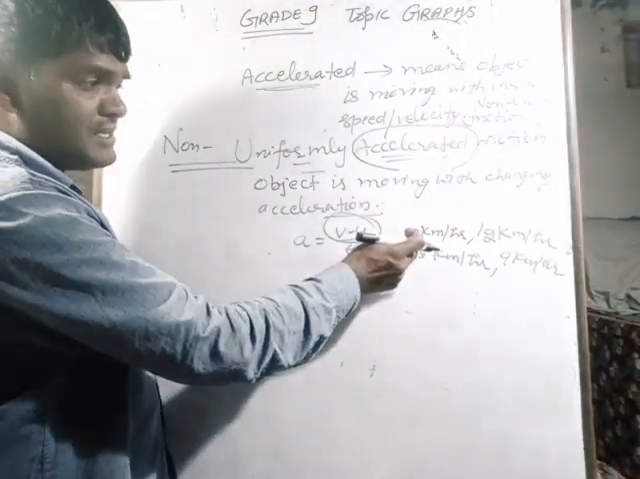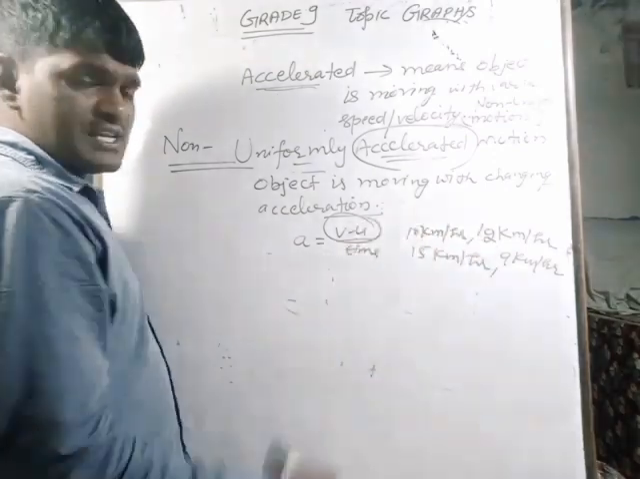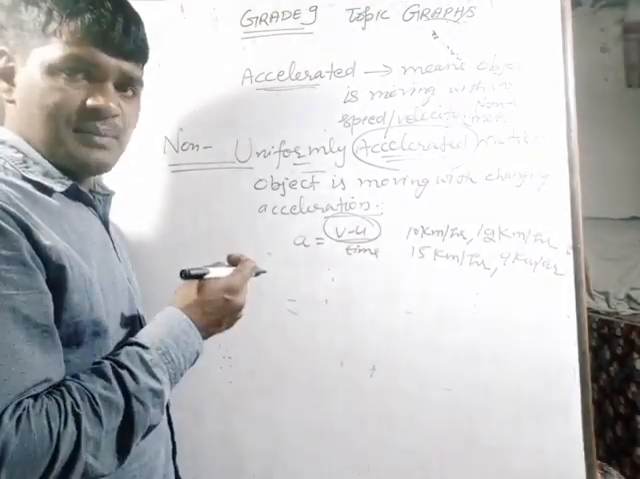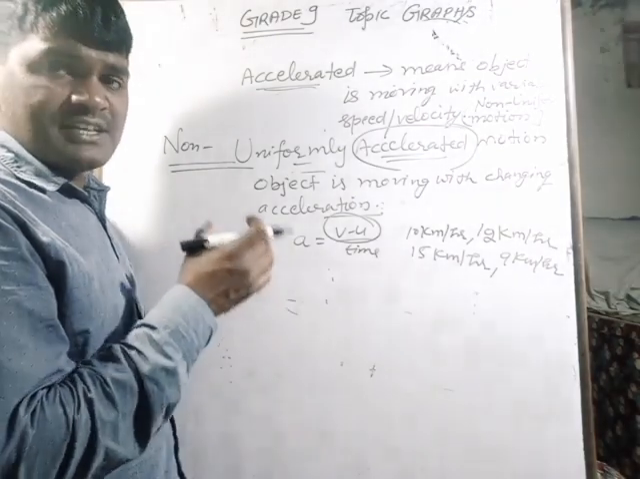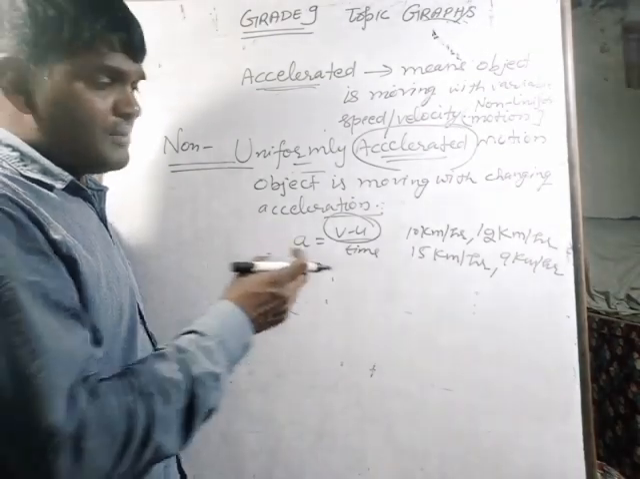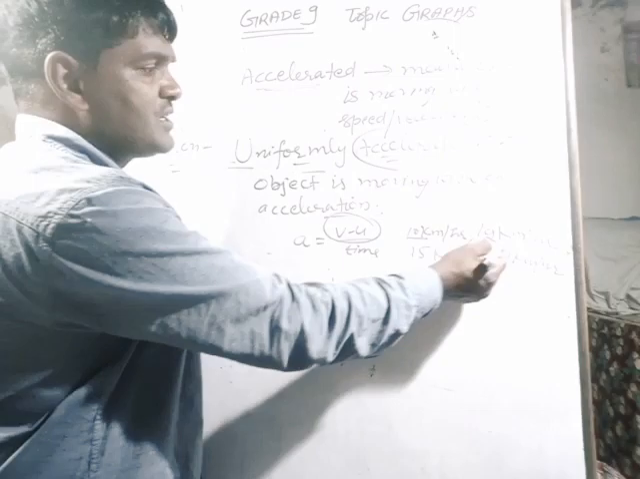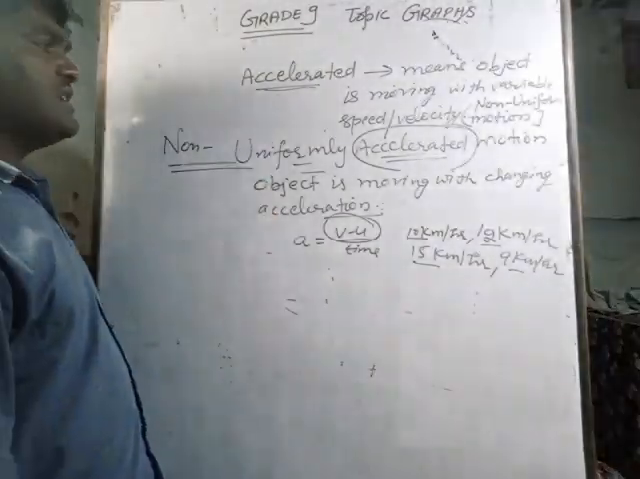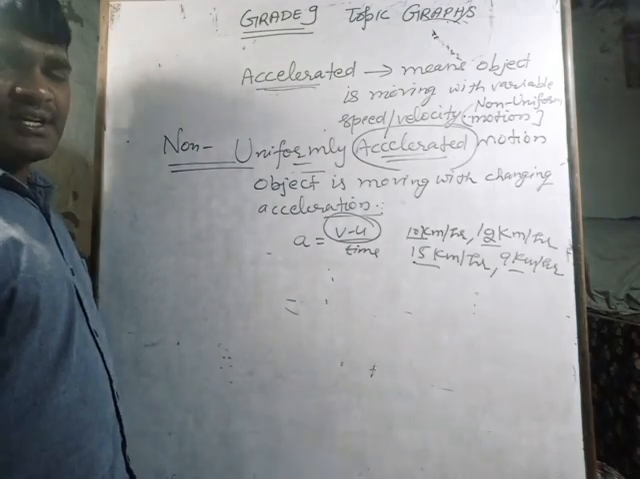It means you can see the change in velocity is taking place, but it is not constant. As in the earlier example, it was 10 km per hour for every interval. But now it is 10 km, 12, 15, 9 km. So such type of motion is known as non-uniformly accelerated motion.